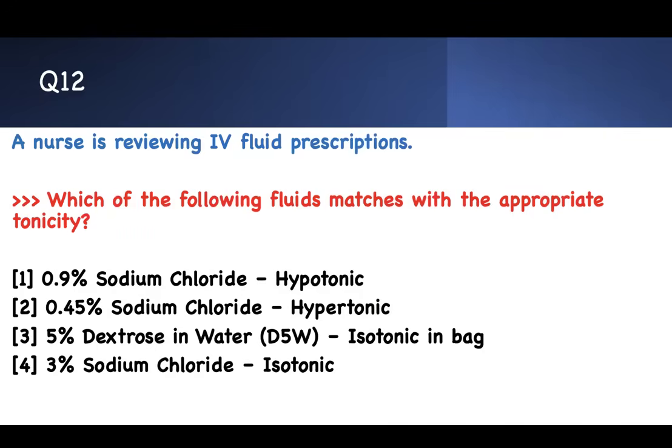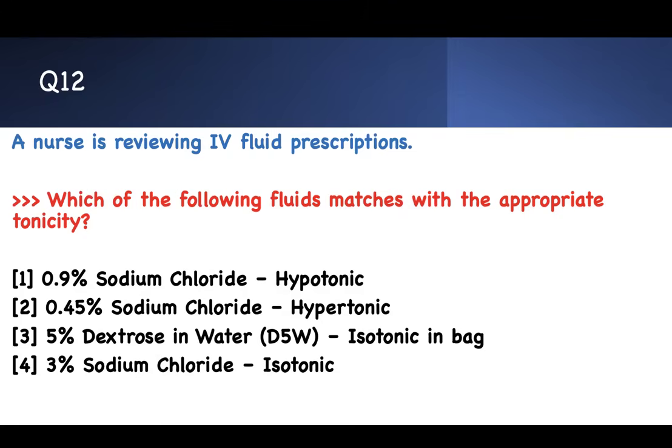The nurse is receiving an IV fluid prescription. Which of the following fluids matches the appropriate tonicity? It's the same thing. You see, I keep on reinforcing the information. You know what hypotonic fluid is? You know what hypertonic fluid is? You know what isotonic fluid is? And I give it to you, 0.9% normal saline. It's not hypotonic, it's isotonic. 0.45, what do you think?